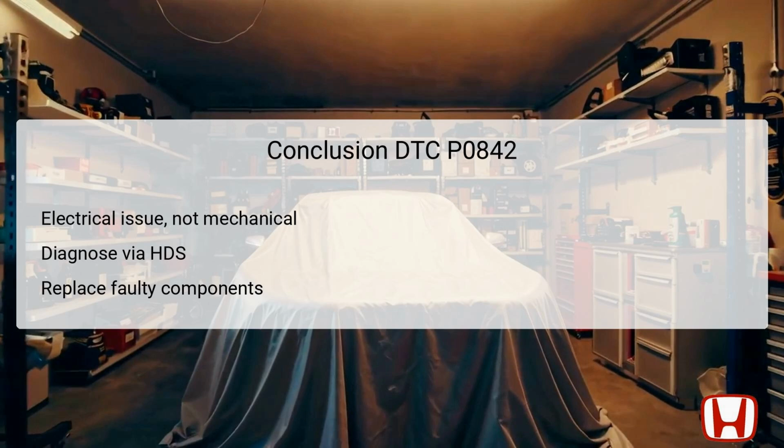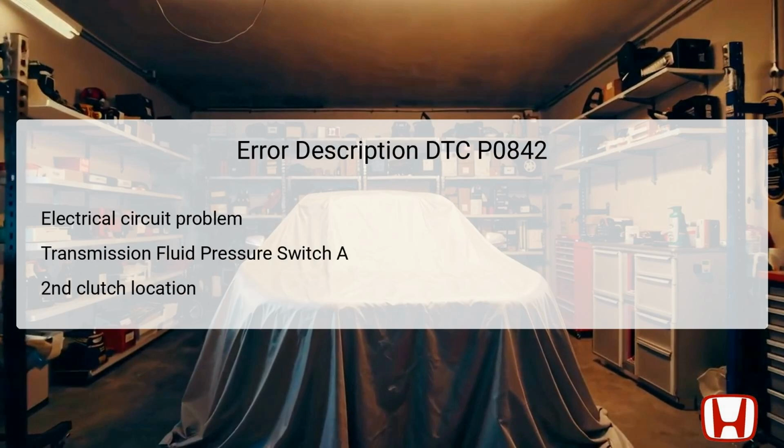Adopting a systematic approach to troubleshooting, alongside preventive maintenance, can significantly reduce future occurrences of similar DTCs, thereby enhancing vehicle reliability and performance. The DTC P0842 points to an electrical circuit issue specifically linked to the transmission fluid pressure switch A for the second clutch. This switch plays a crucial role in monitoring the fluid pressure within the transmission, thus ensuring smooth gear transitions.